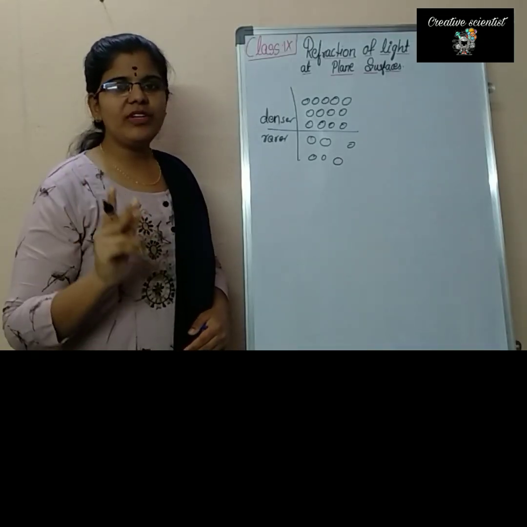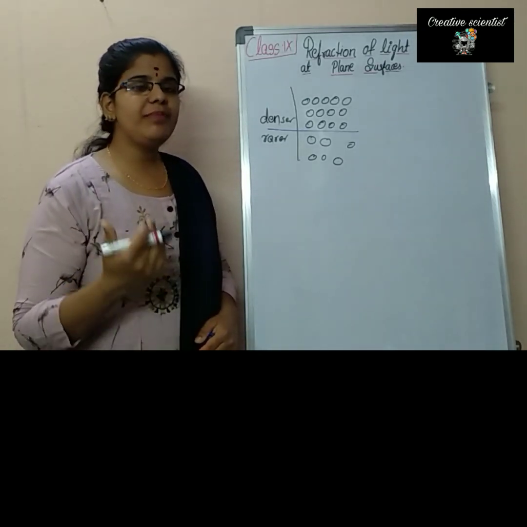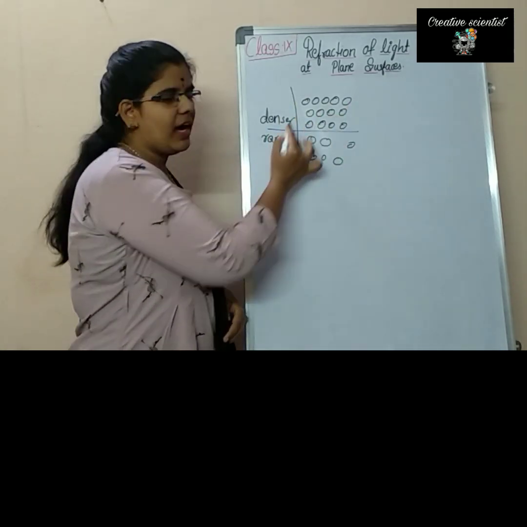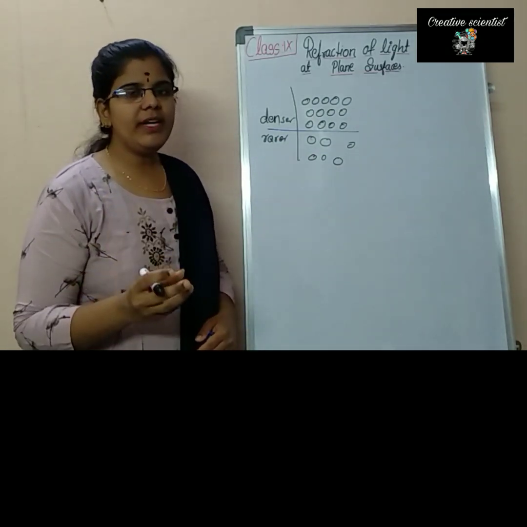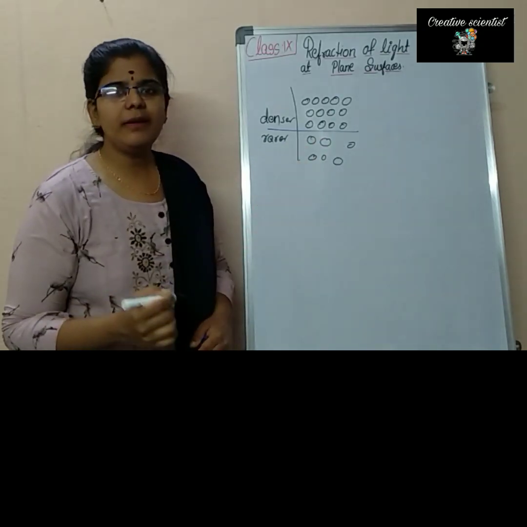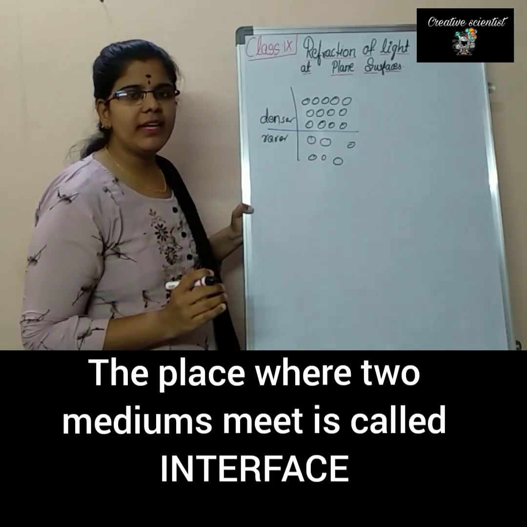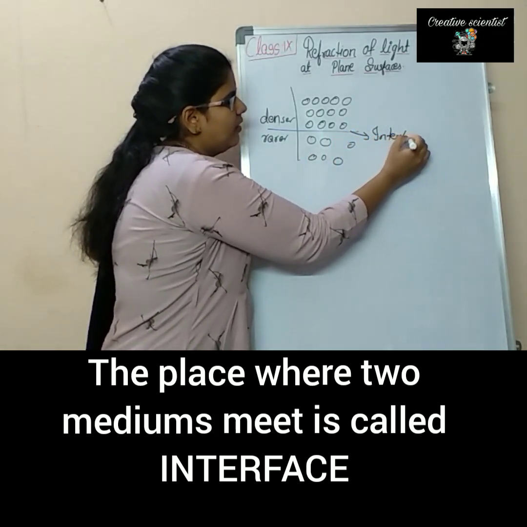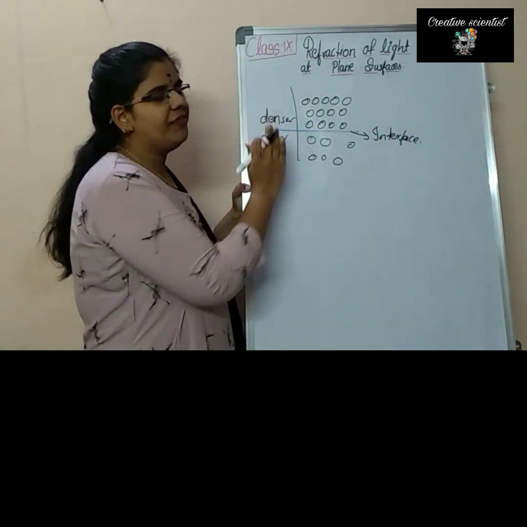Generally we have two types of mediums. One is a denser medium and another is a rarer medium. Which one do we call a denser medium? Per unit area, if the number of molecules is more, then we say it is a denser medium. For the same unit area, if the number of molecules is less, we say it is a rarer medium. The differentiating point between the denser medium and a rarer medium is called the interface. The interface is the meeting point of the two different mediums.